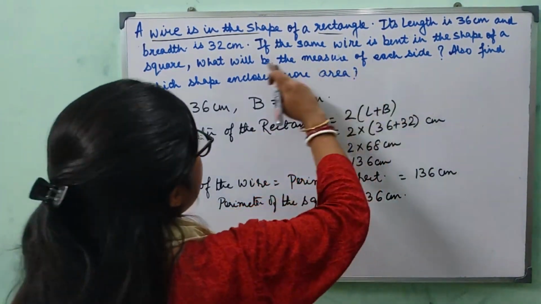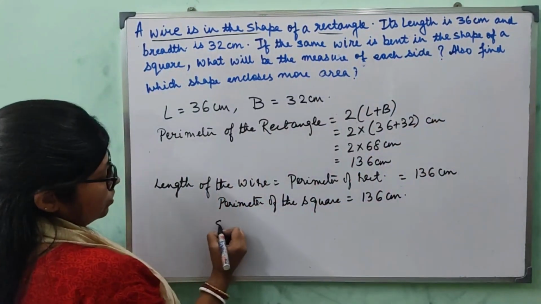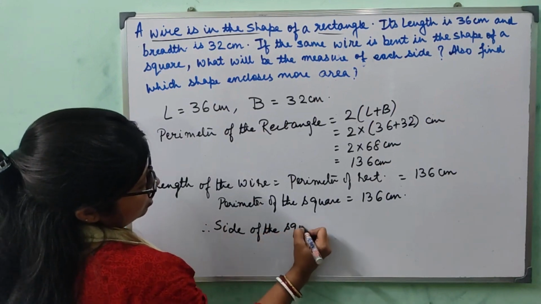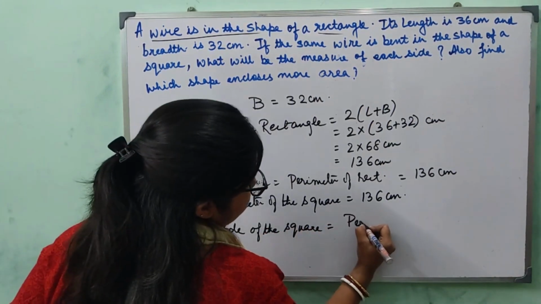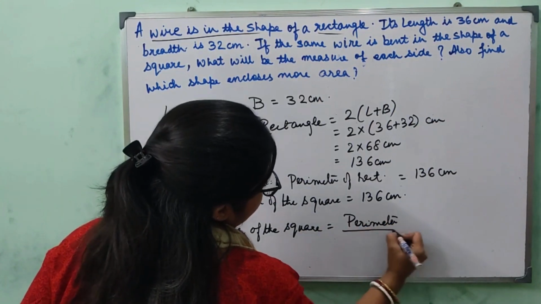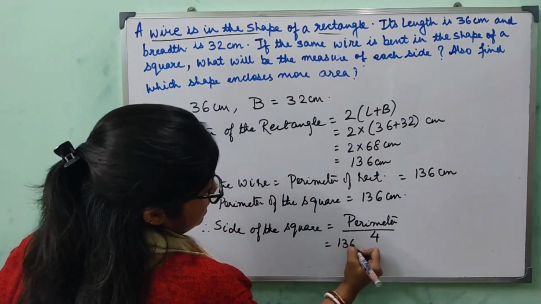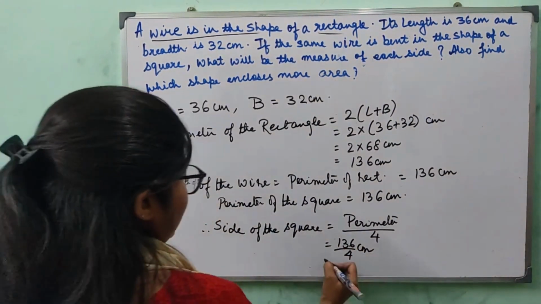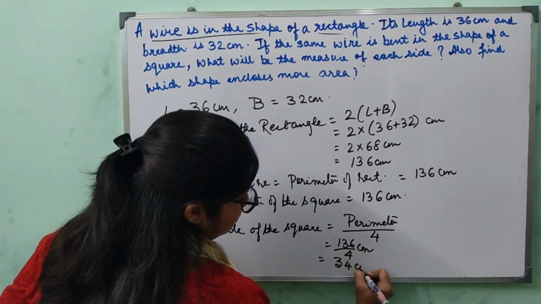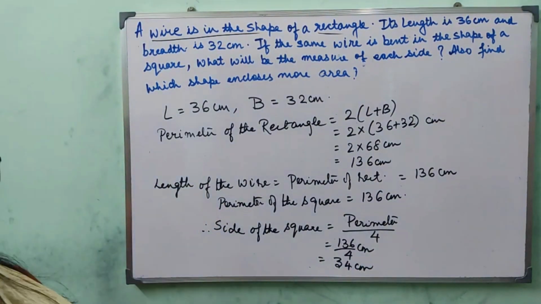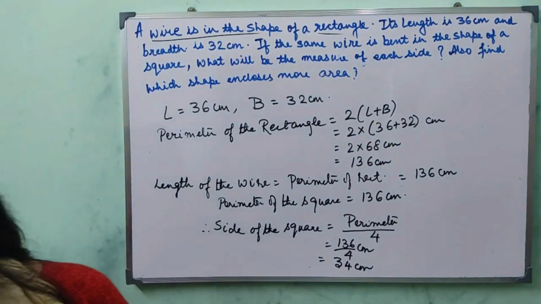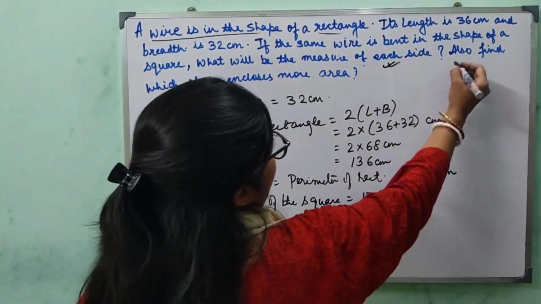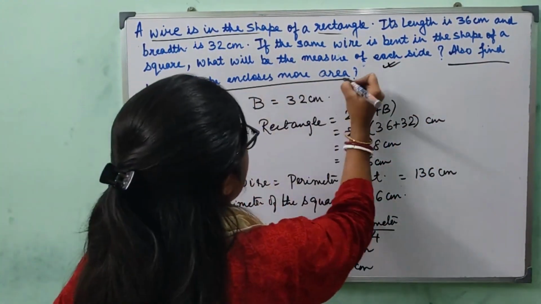So we have to find the measure of each side. So side of the square will be perimeter by 4. Perimeter divided by 4 is 136 by 4 centimeter, that is equal to 34 centimeter, which is the length of each side of the square. Now till here we have finished the sum.